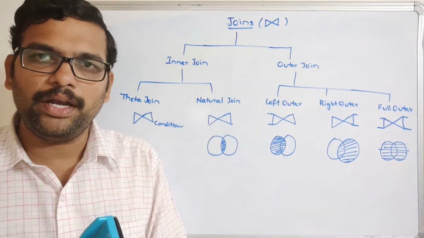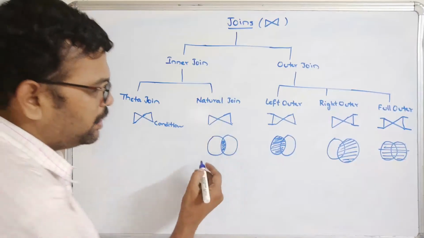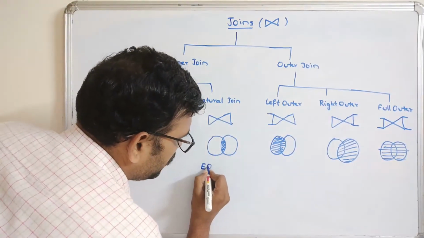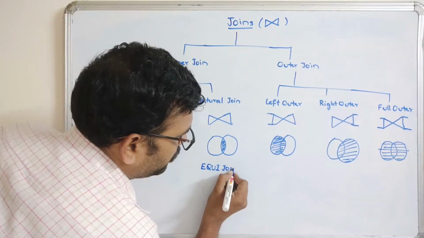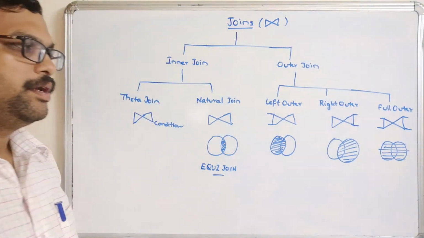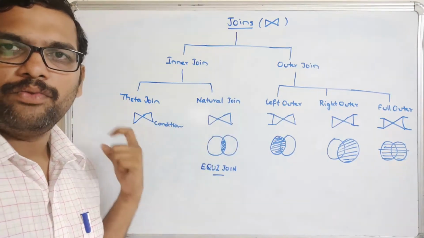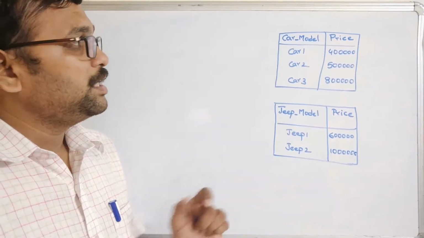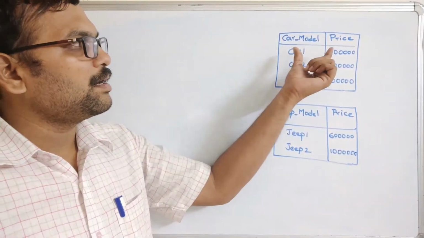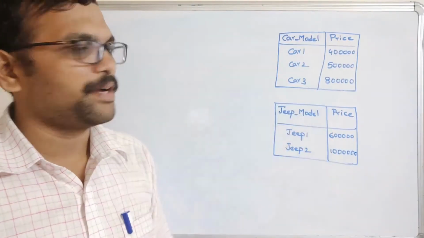that type of join we call a natural join, or sometimes we can also call it equijoin. So we'll see one by one with a small example. Let us take these two tables: car model and price, and Jeep model and price.